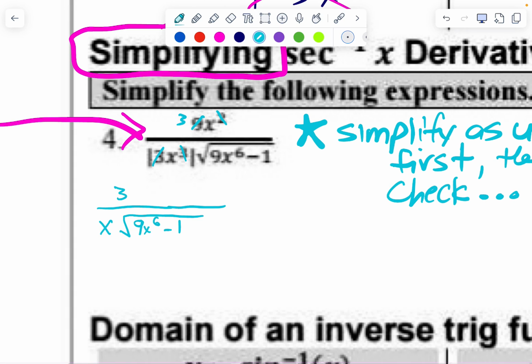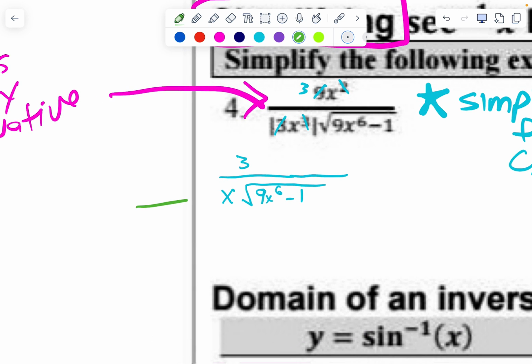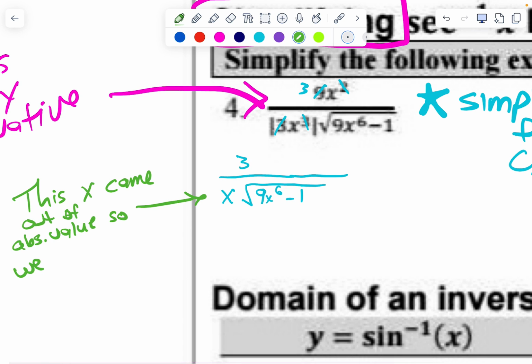Anyway, this x sitting out front came out of an absolute value, right? Okay. So I'm going to write a note off to the side. This x came out of absolute value. So we need to verify if it needs it again. In other words, do we put it back on there or not? That's the question. Okay?